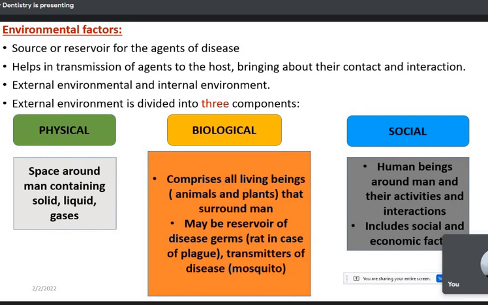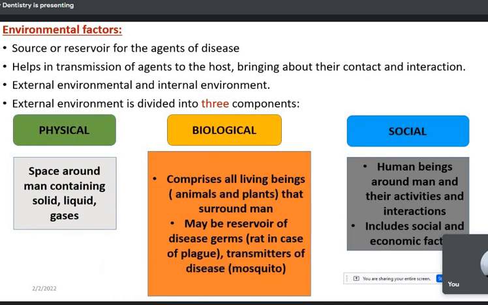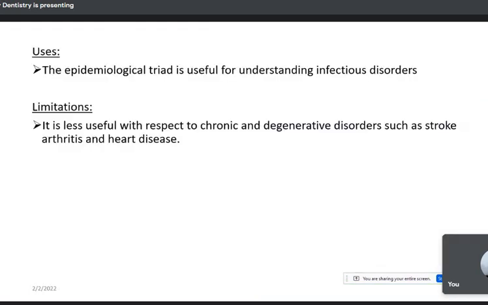In the external environment, we have the physical environment that includes solid, liquid, gases, so the air, pressure, temperature. And in the biological environment, we have all the living beings that surround the human, which can be animals or plants. And the other is the social environment, meaning the social and economic factors. The internal means inside you, and external means outside you, also called the macro environment.